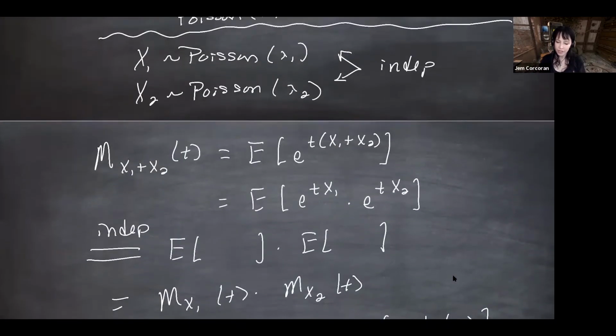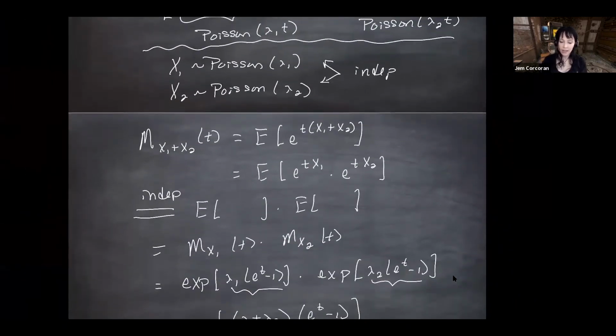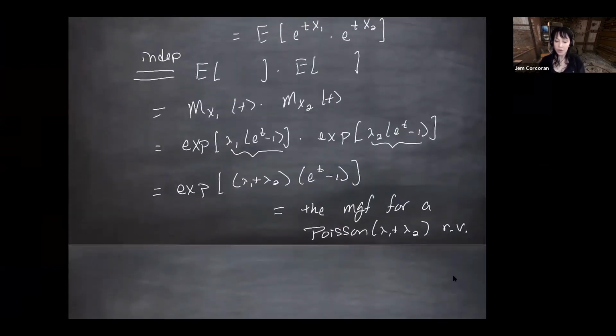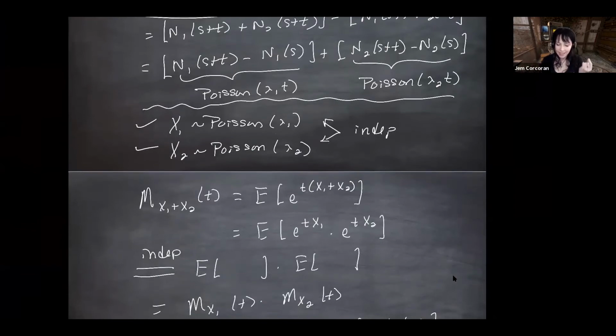So everything after this squiggly line was really just a side calculation to say that if you add up two independent Poissons, even if the rates are not the same, you get another Poisson, and the new rate is the sum of the original rates. Applying that back to right above this squiggly line, the sum of these two Poisson random variables is going to be a Poisson with parameter lambda 1 t plus lambda 2 t. In other words, lambda 1 plus lambda 2 times t. And that's what we wanted to show.